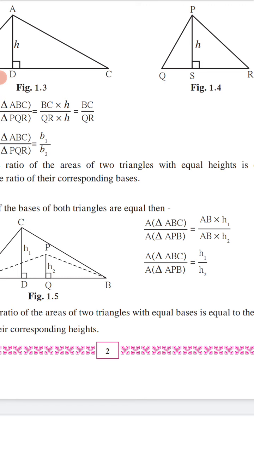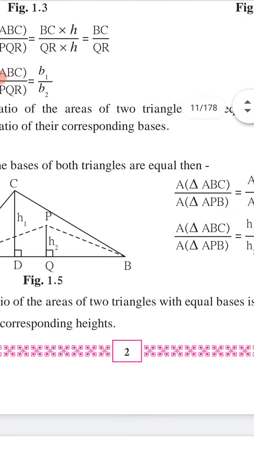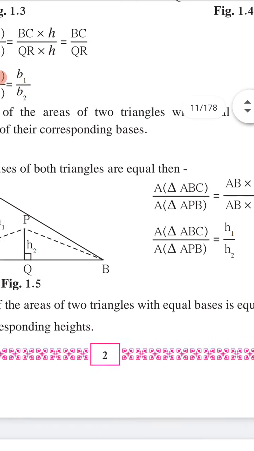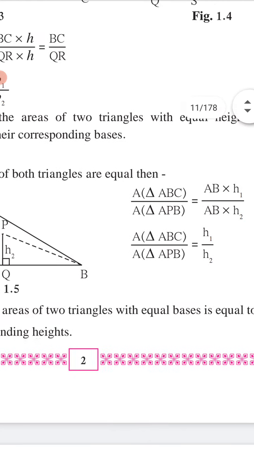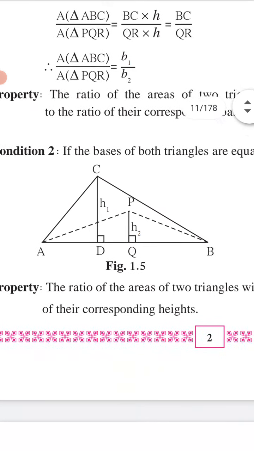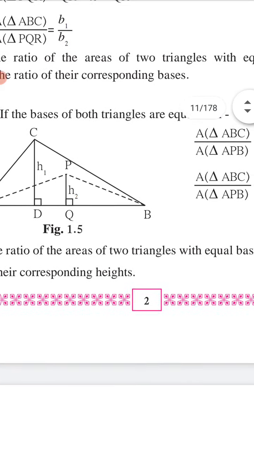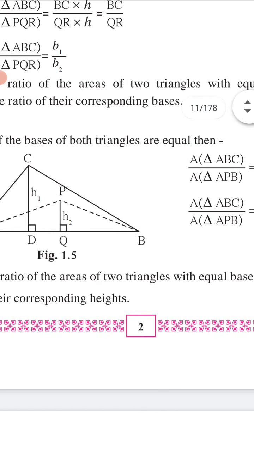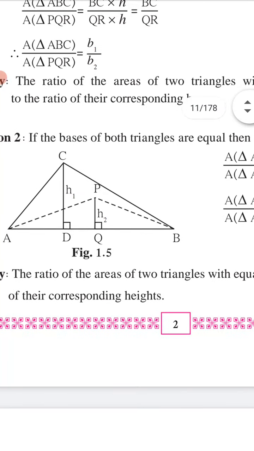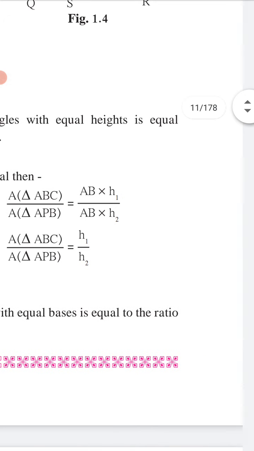Here what is the height? H2. So what are you getting if you are taking the ratio? AB is the common base of both the triangles, so it gets cancelled, and what is remaining? H1 by H2. So what property are you getting? The ratio of areas of two triangles with equal bases is equal to the ratio of their corresponding heights. So that is about the second condition.